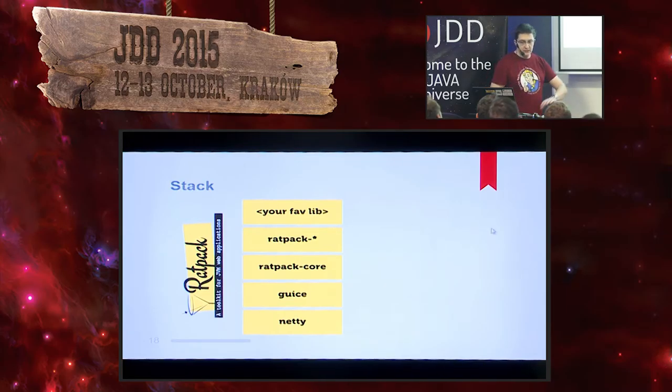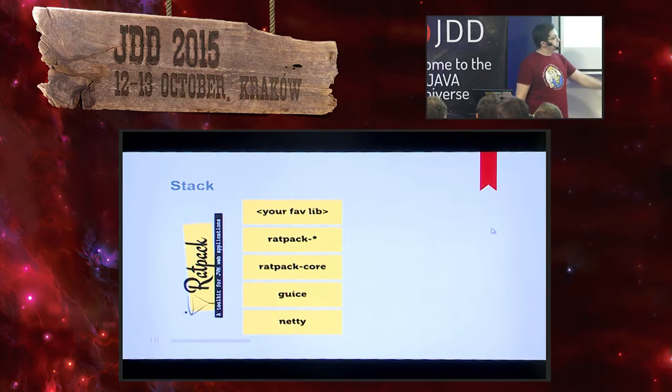So underneath, the main engine for Ratpack is Netty, which I think many other network-based protocol implementations are actually using. That's the main library used for the non-blocking implementation and for HTTP processing. Guice for dependency management, Ratpack core with all the basic APIs. And then you can add additional Ratpack libraries like Ratpack Groovy, Ratpack Test, Ratpack Jackson for JSON, Ratpack Session Redis, or stuff like that. But in general, you can survive with just these three, which is the core.